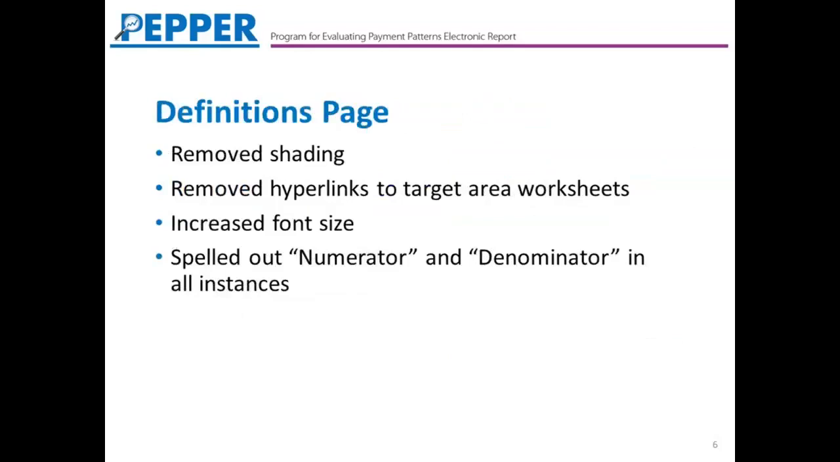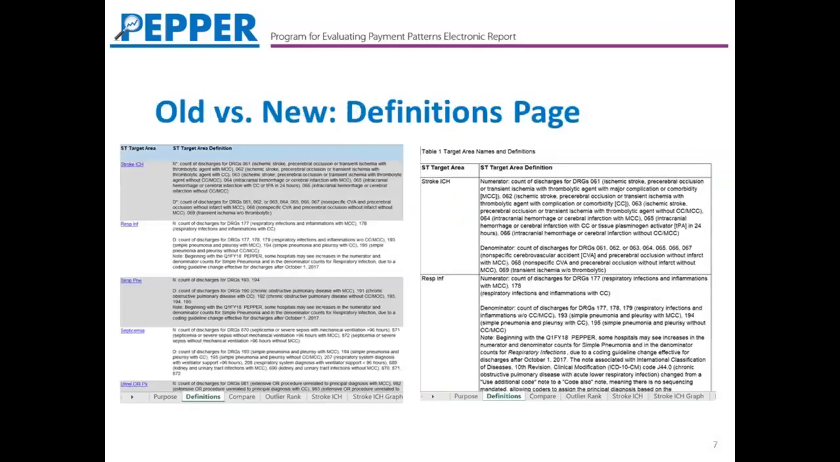Next, we have the Definitions page, where we have removed the shading. We have removed the hyperlinks to the target area worksheets. Again, that font size has been increased, and we have spelled out the words numerator and denominator in all instances. So again, on the left side, you see the old version of the Definitions page, and on the right side, the new version.